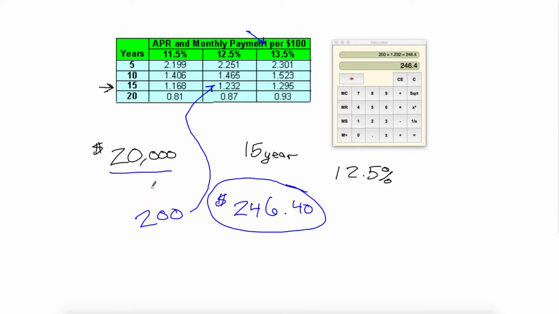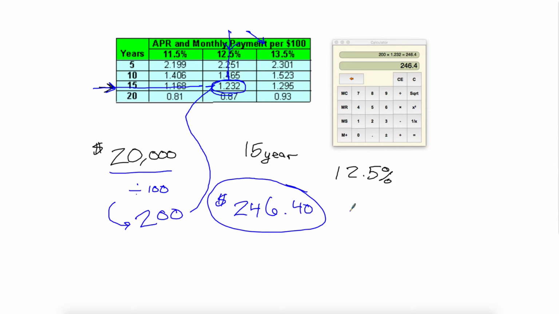You take the original divided by 100, then that gives you a smaller amount. You just move the decimal twice, and then multiply that number times whatever number is in the table. We wanted the 12.5 for 15 years, and you just go until you come together, just like a multiplication chart.